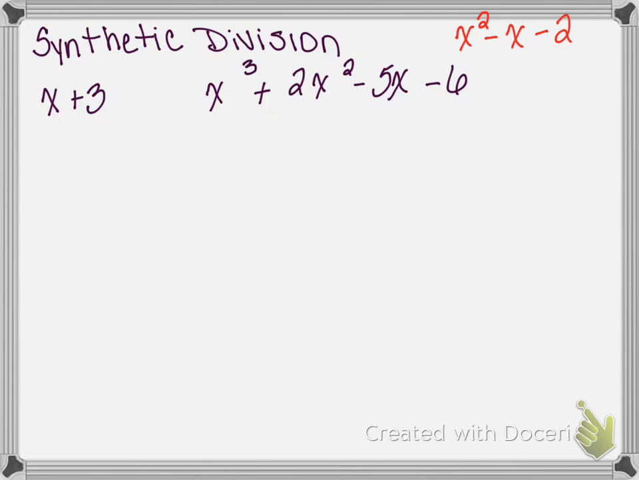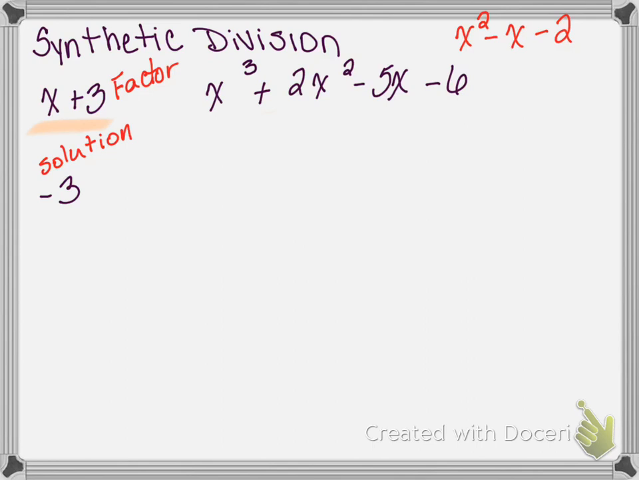So the first thing that we do is we are looking at x plus 3. X plus 3 is a factor, okay? The associated solution with this factor is -3. That is the associated solution. In synthetic division, we focus on the solution, not the factor. So if you are given the factor, you have to turn that factor into a solution. And if the factor is x plus 3, the solution is -3.